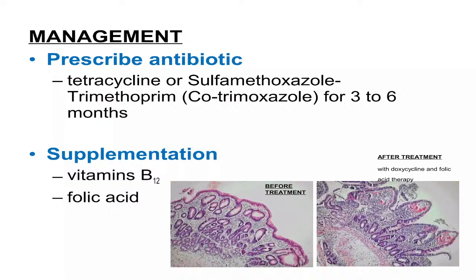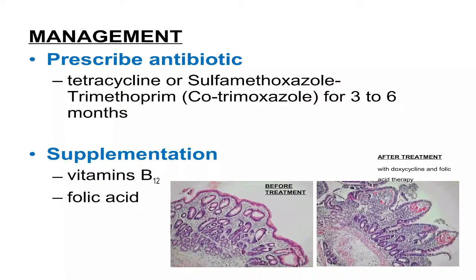Now, the drug of choice to treat tropical sprue is tetracycline or cotrimoxazole, given for 3 to 6 months, and along with it you will need vitamin B12 and folic acid as a supplement. Okay, so as you can see, before the treatment it is flattened villi with lymphoid aggregates, and after treatment with doxycycline and folic acid therapy, you can see the normal villi has returned. So tropical sprue is basically a treatable condition, while celiac disease is not a treatable condition.